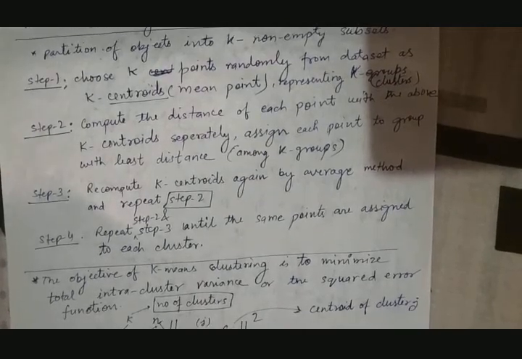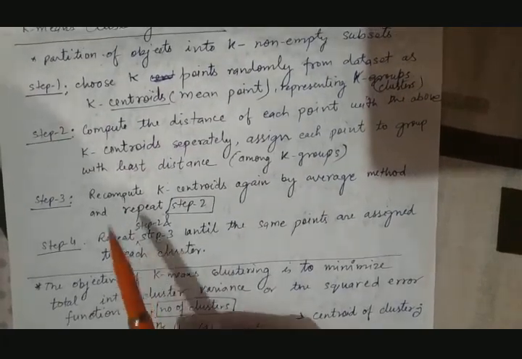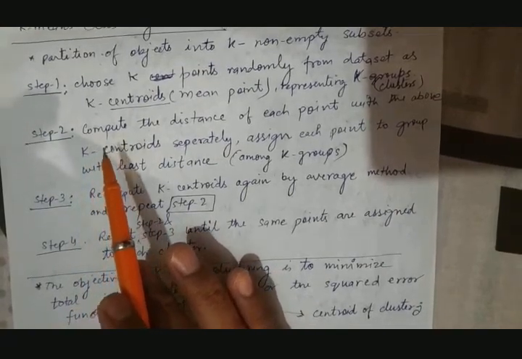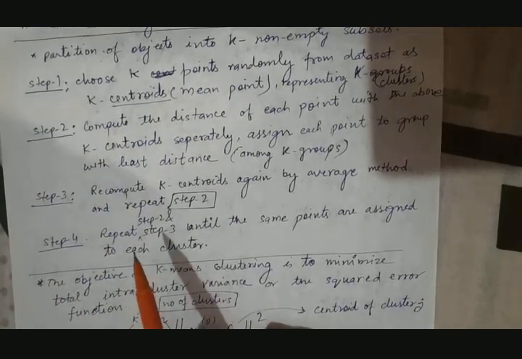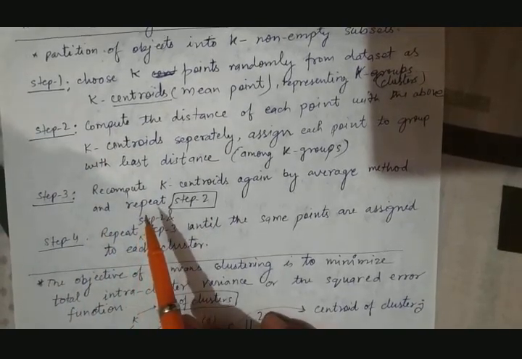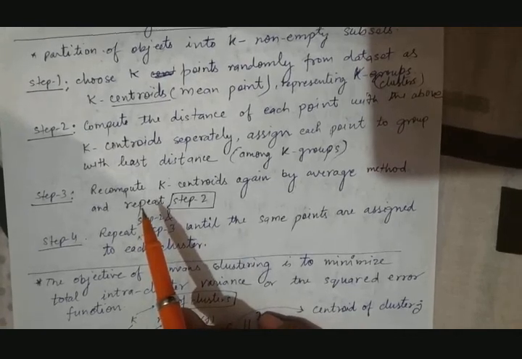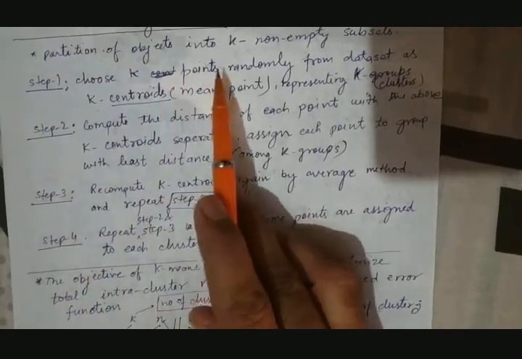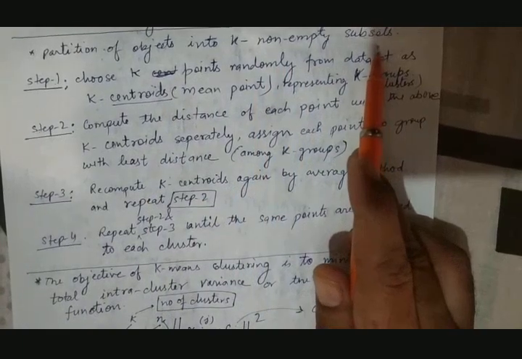Now see how the K-means algorithm works. K means the K number of clusters, the K number of groups formed using this algorithm. The value of K is chosen by the programmer or the user, who has to decide how many clusters they want to form from the available data set. So the objective of K-means clustering is the partition of the objects into K non-empty subsets.